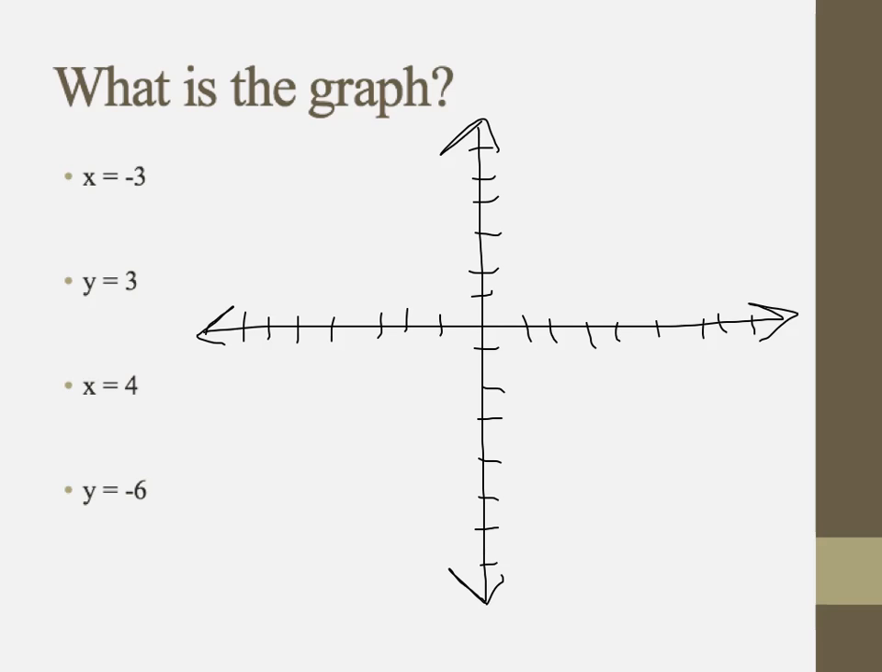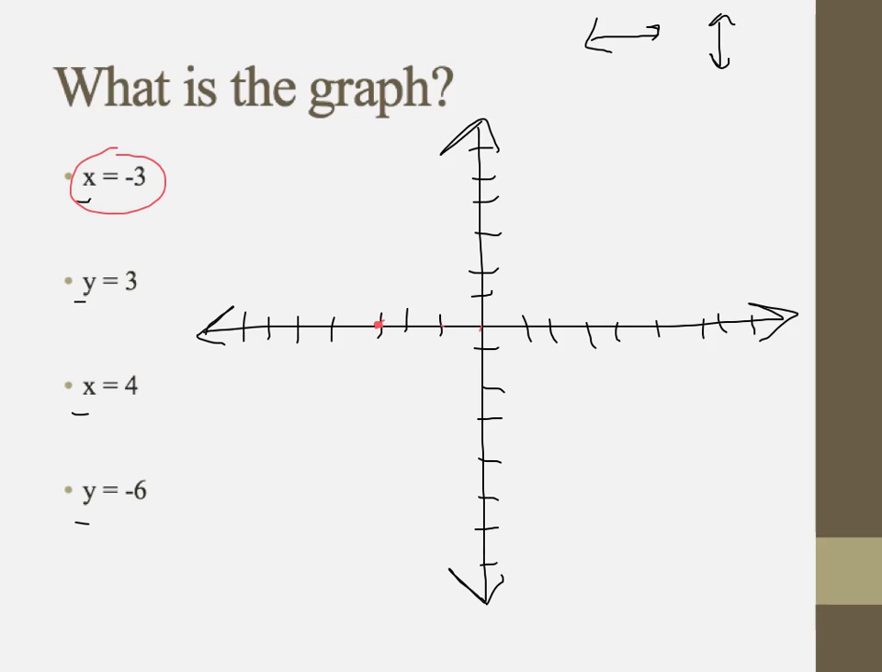Here I'm asking for what is the graph. So when I look at this, if there's only one variable, only x or only y, then it's either going to be a straight line left and right, or it's going to be a straight line up and down. And the way that you can tell is, if I go to first, x is equal to negative 3, I'm going to my origin, and then I'm going to move backwards 3. 1, 2, 3. So that's 1 point.